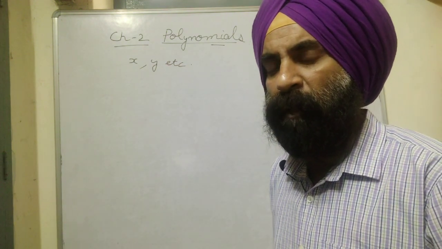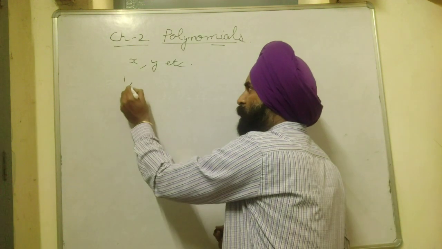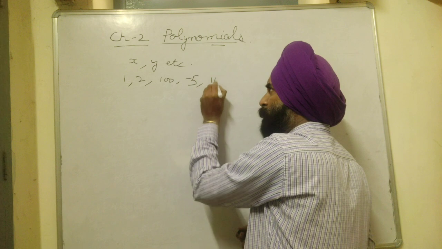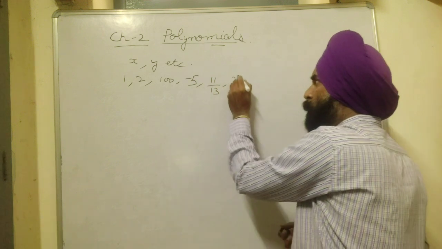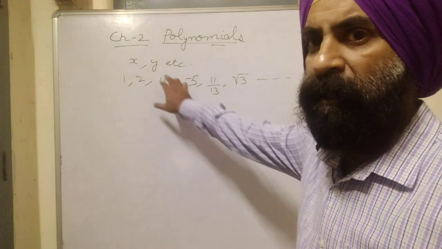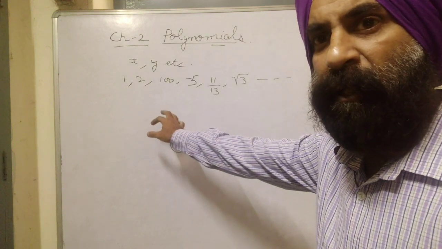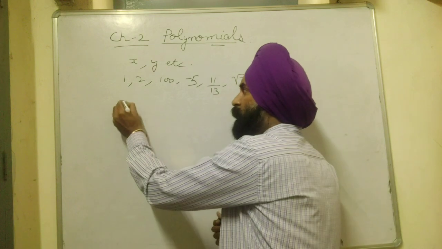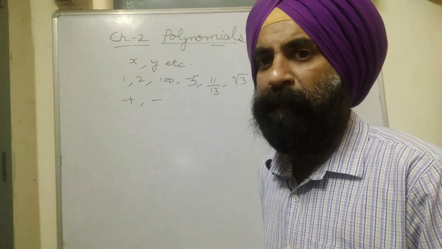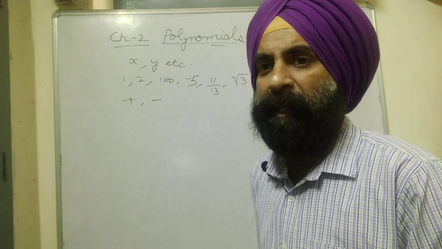And you all know some constants can also be available in the polynomial. Constants, for example, 1 to 100, minus pi, 11 by 13, root 3 and so on. These are some of the constants I have written. Above, I have written the variable. So when we write a collection of these with arithmetic signs like plus sign and minus sign, we are able to write a polynomial or an algebraic expression like this.